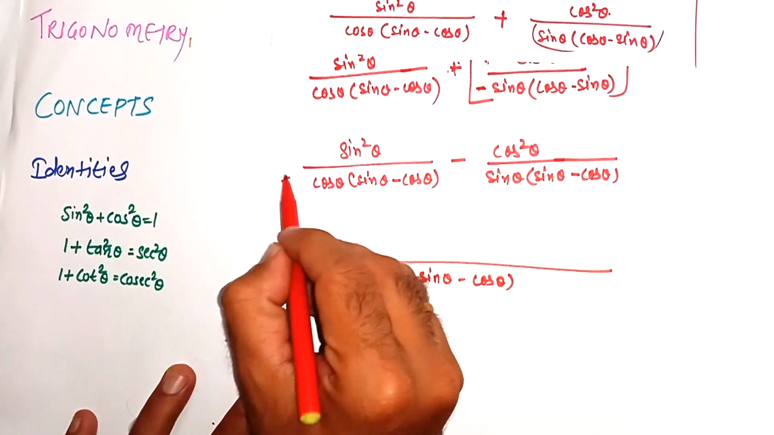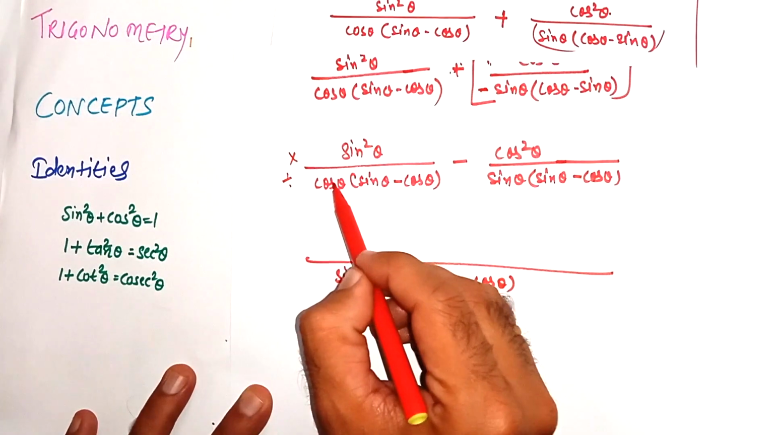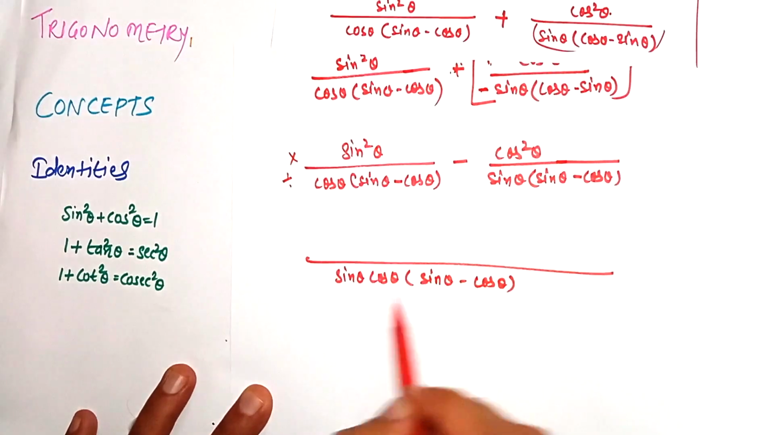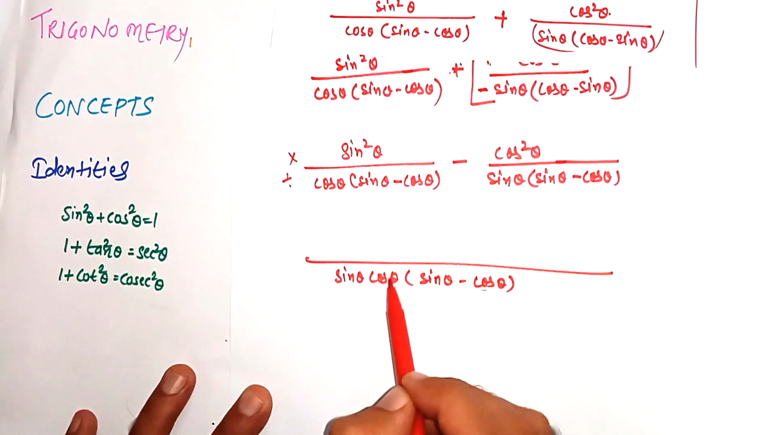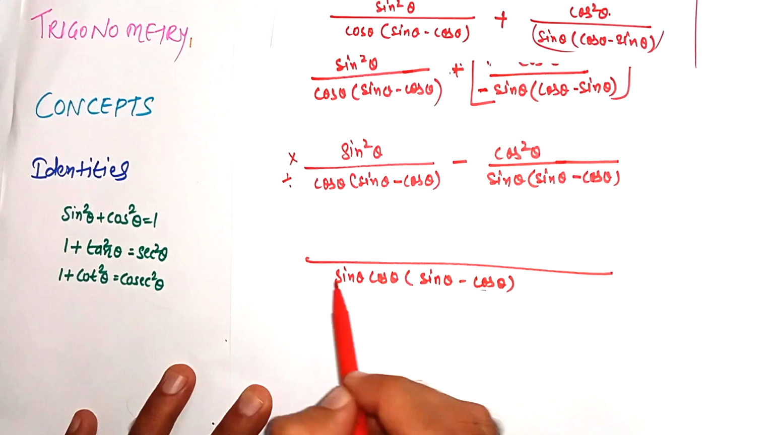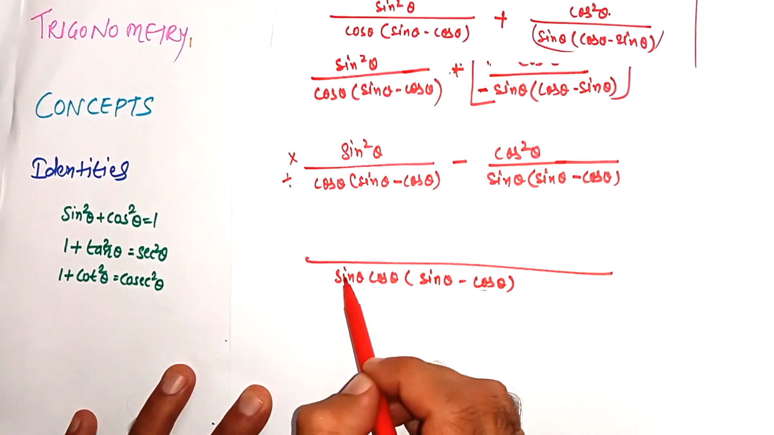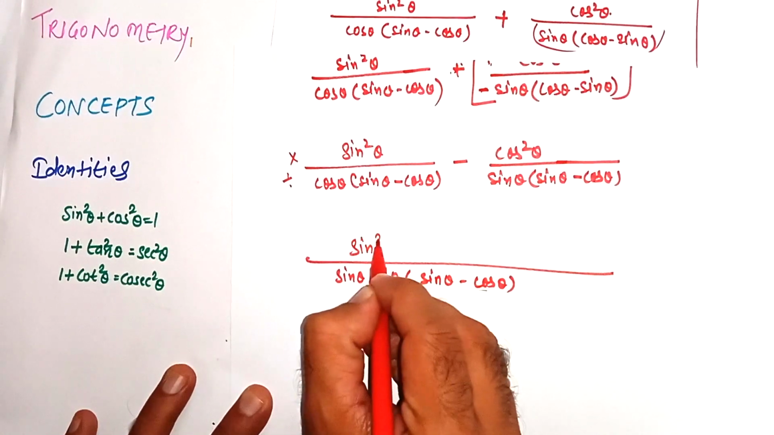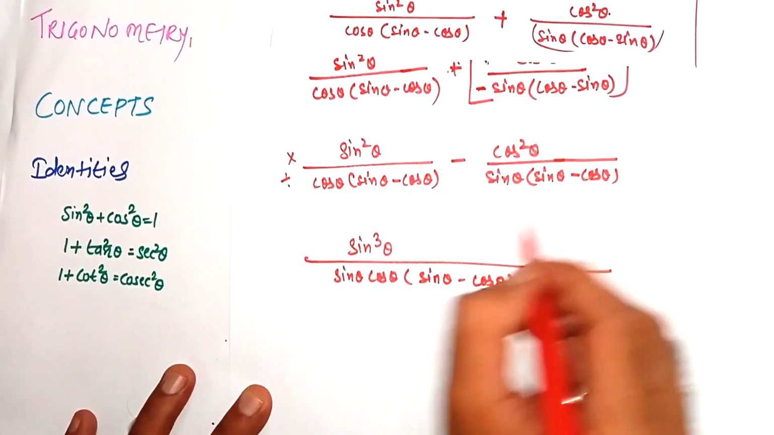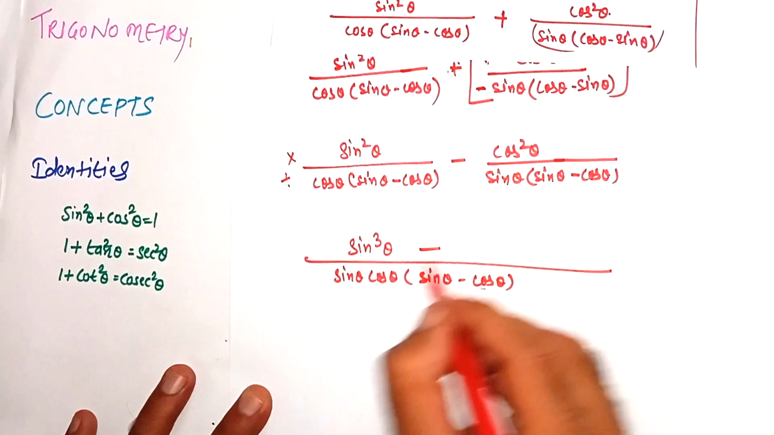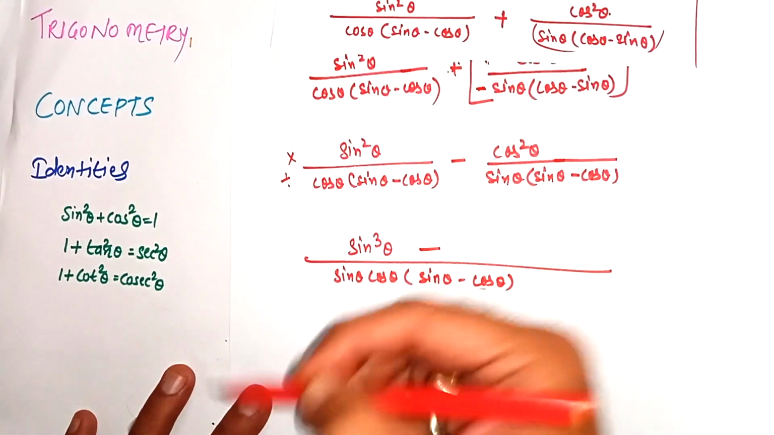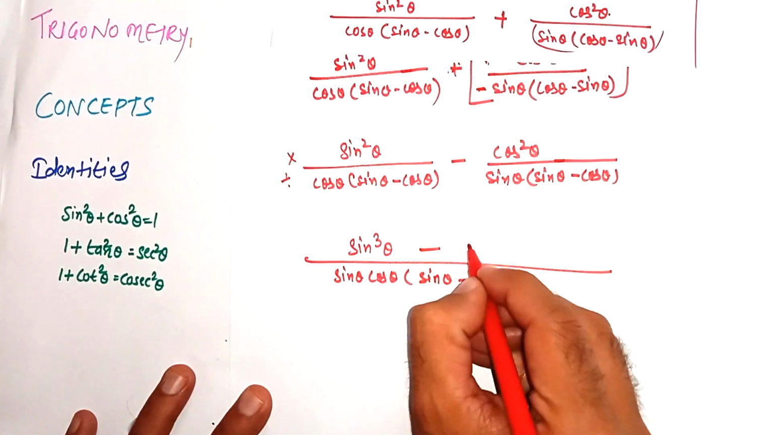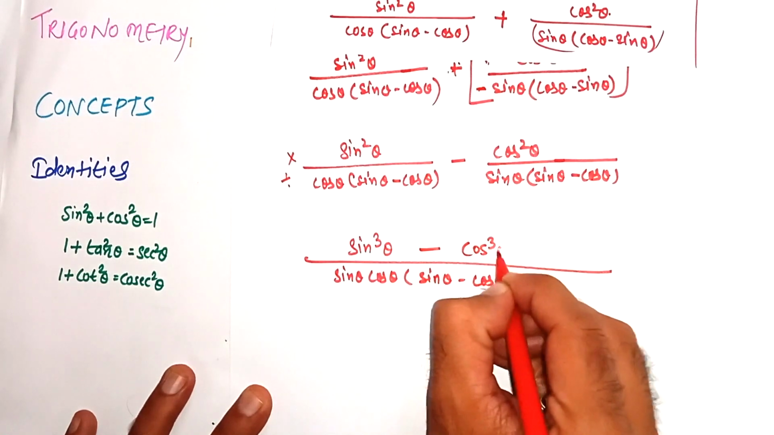I told you the divide and multiplication rule. See what we'll get if we divide this whole by this. Cos theta will leave, sin minus cos will leave, we are only left with sin theta. So this sin theta will be multiplied by this sin square theta, it will become sin cube theta. And similarly this will go, and we are left with cos theta, and cos will multiply by cos square, we'll get cos cube theta.